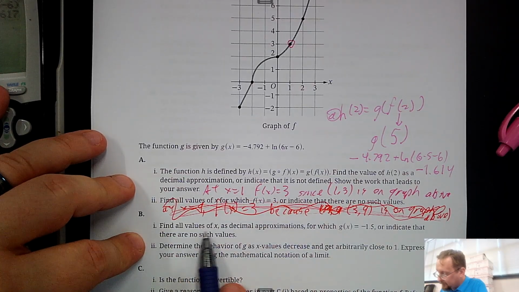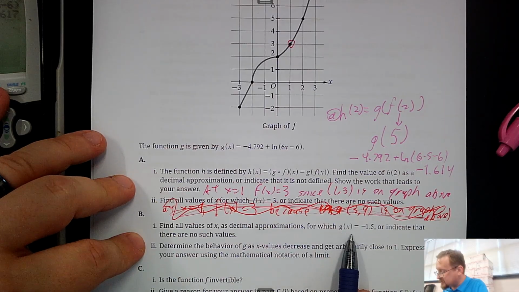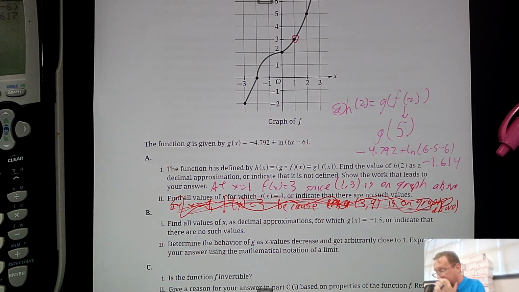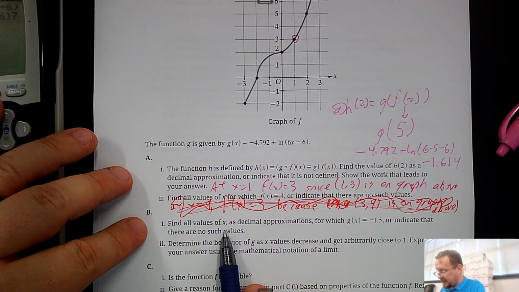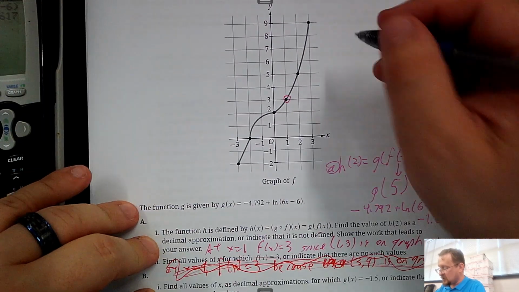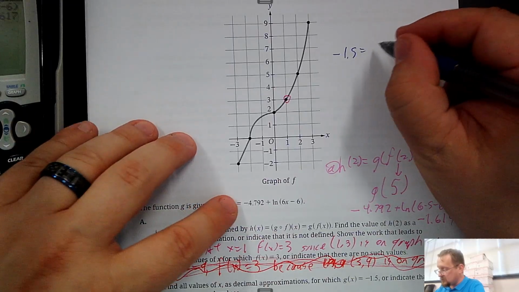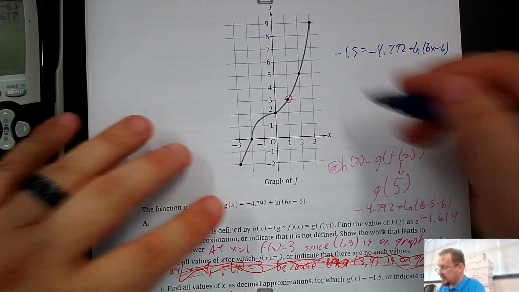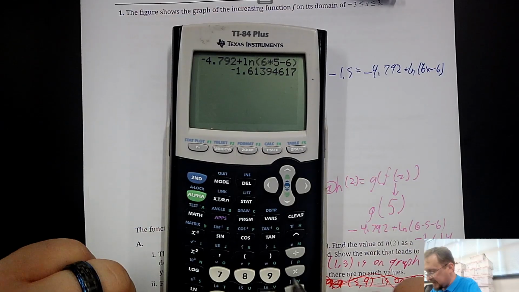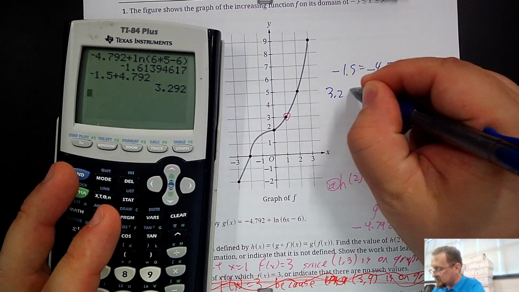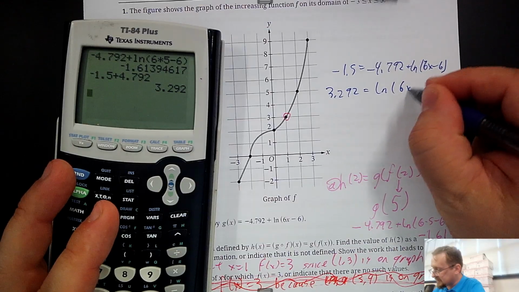All right, find all values of x as decimal approximations for which g of x equals negative 1.5 or indicate that there are no such values. Okay, well, you know something? You can use a calculator and calculate an intercept, but you can also just go ahead and solve it. Negative 1.5 is equal to negative 4.792 plus natural log 6x minus 6, okay? So what are we going to do? I'm going to take negative 1.5 and add to it 4.792, okay? So 3.292 equals natural log of 6x minus 6.